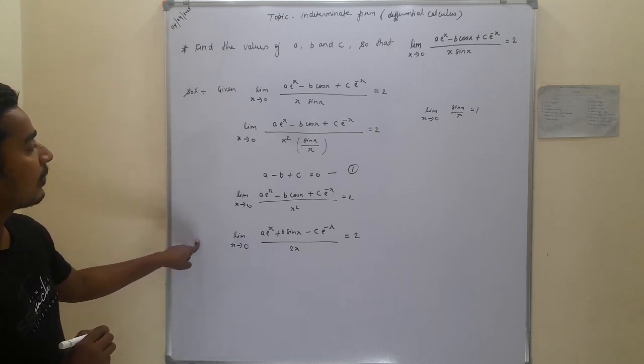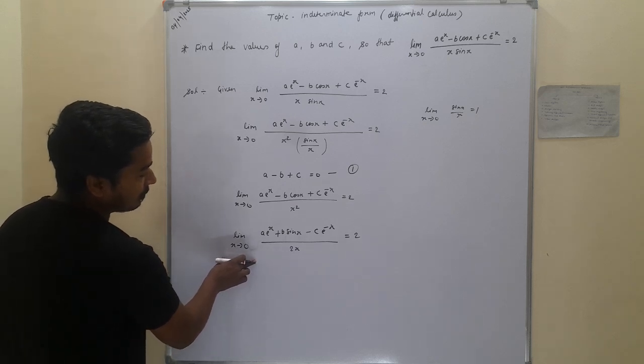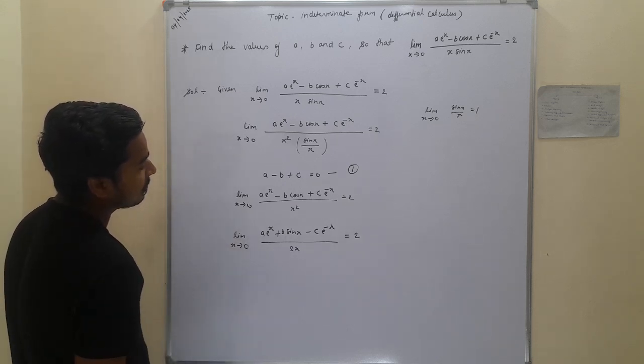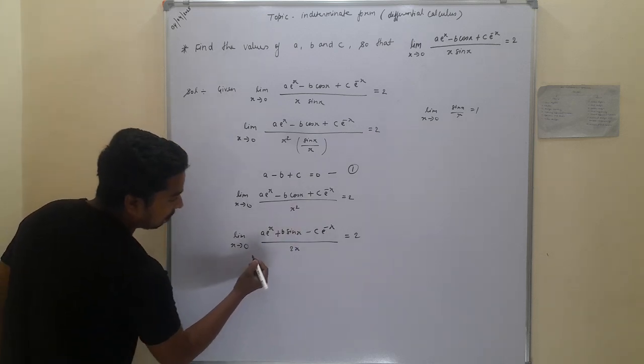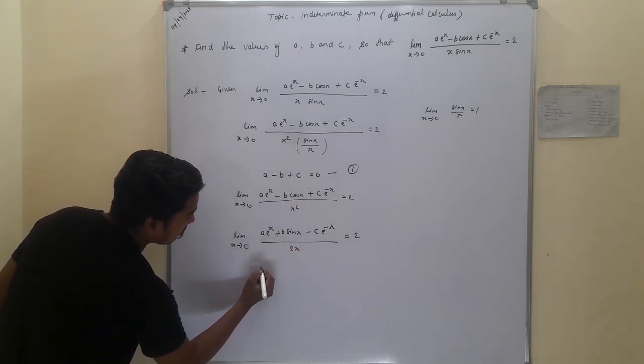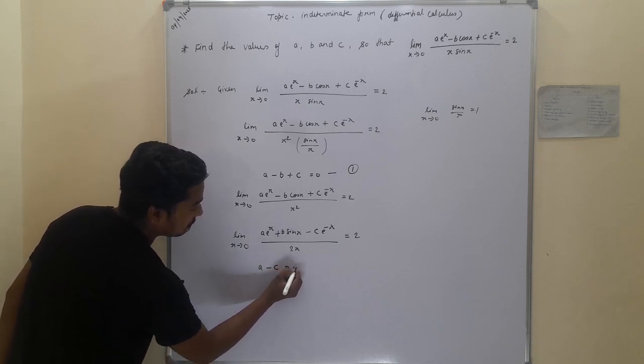And further, we can also put x equal to 0 here. Once again, to satisfy the limit as x tends to 0, we have to get a plus b minus c equal to 0.